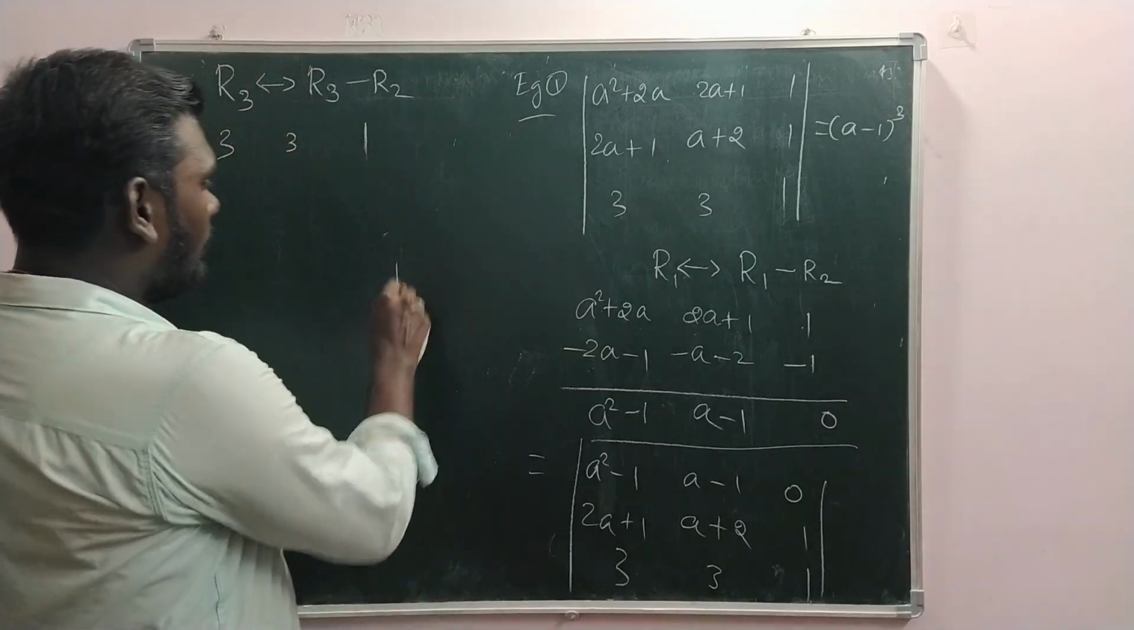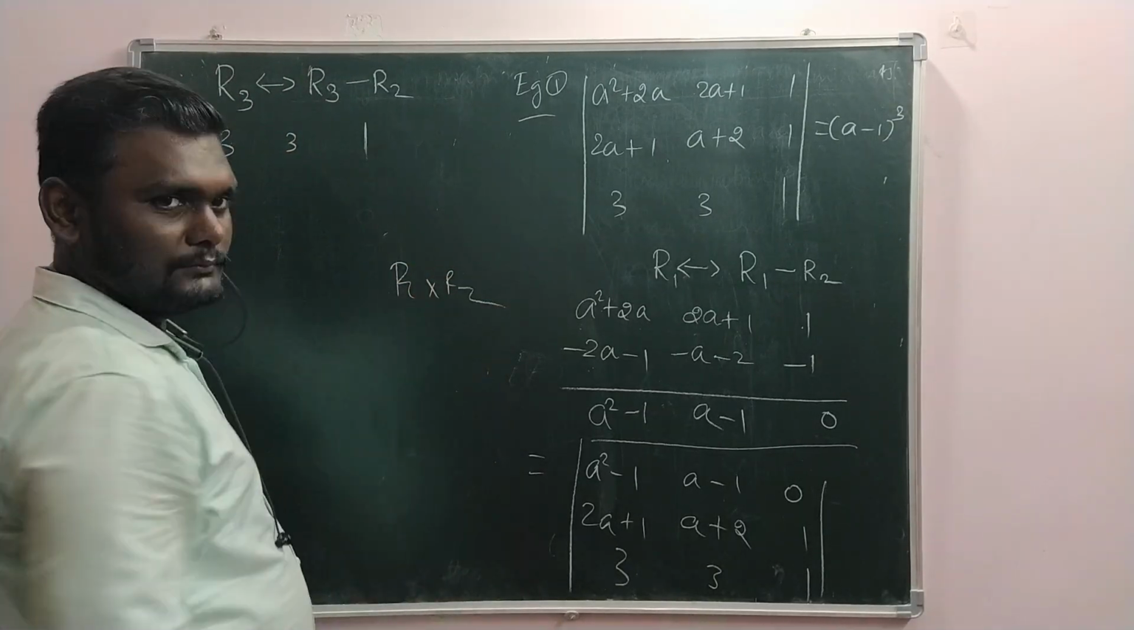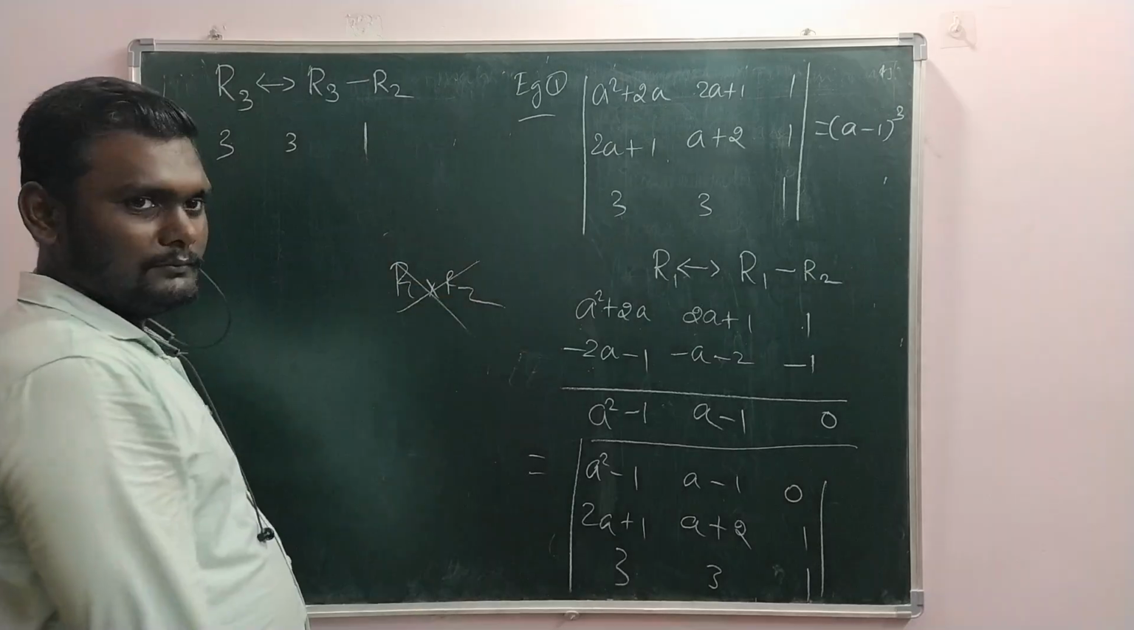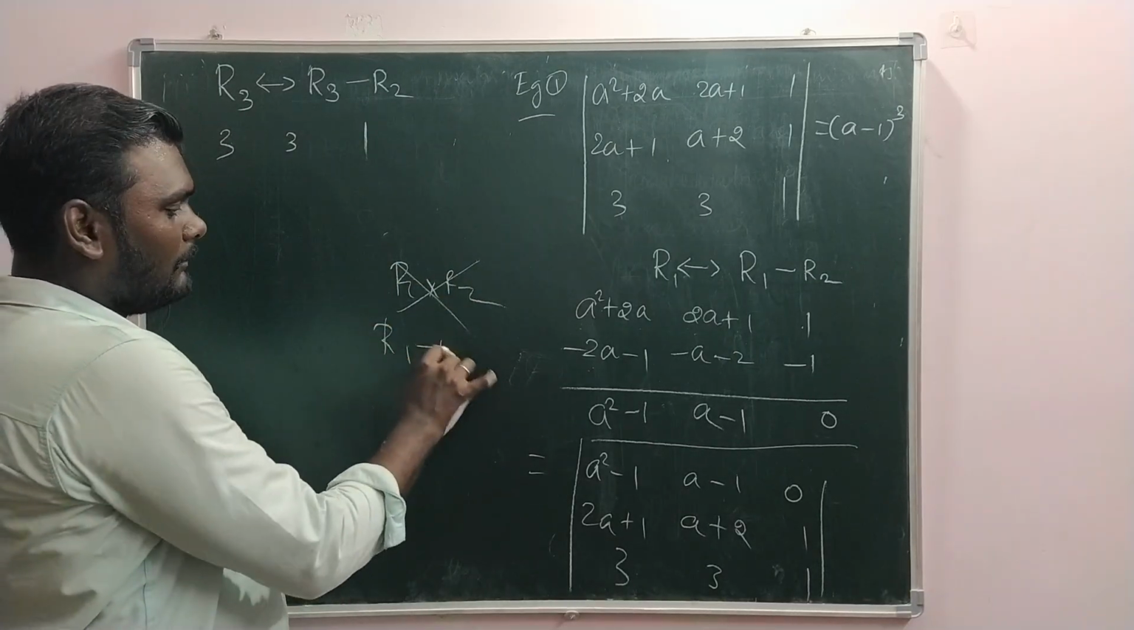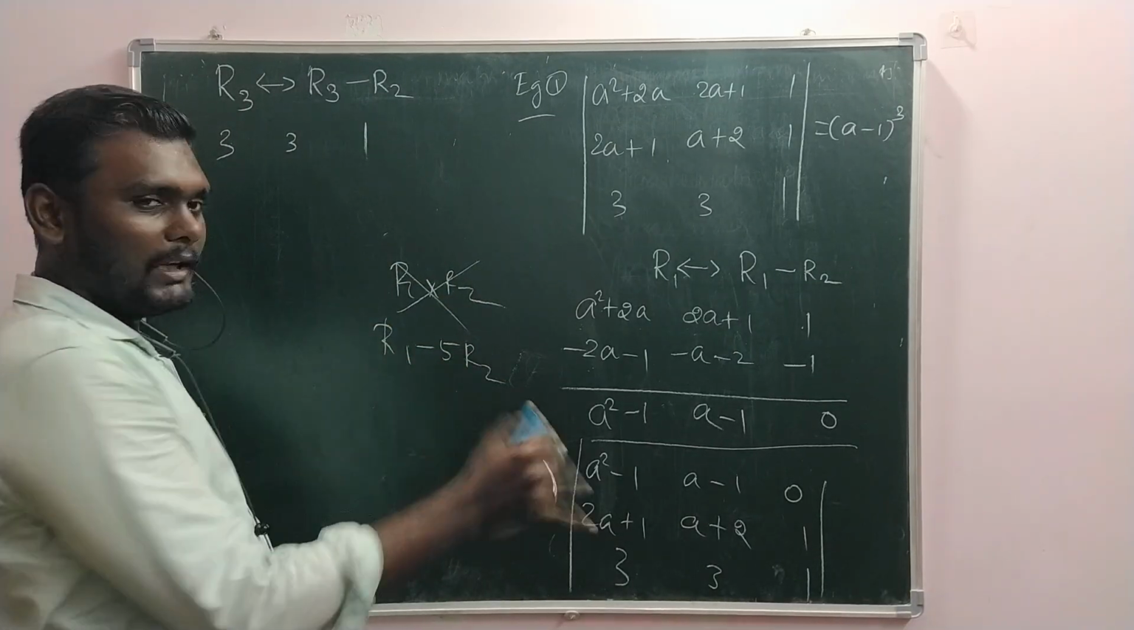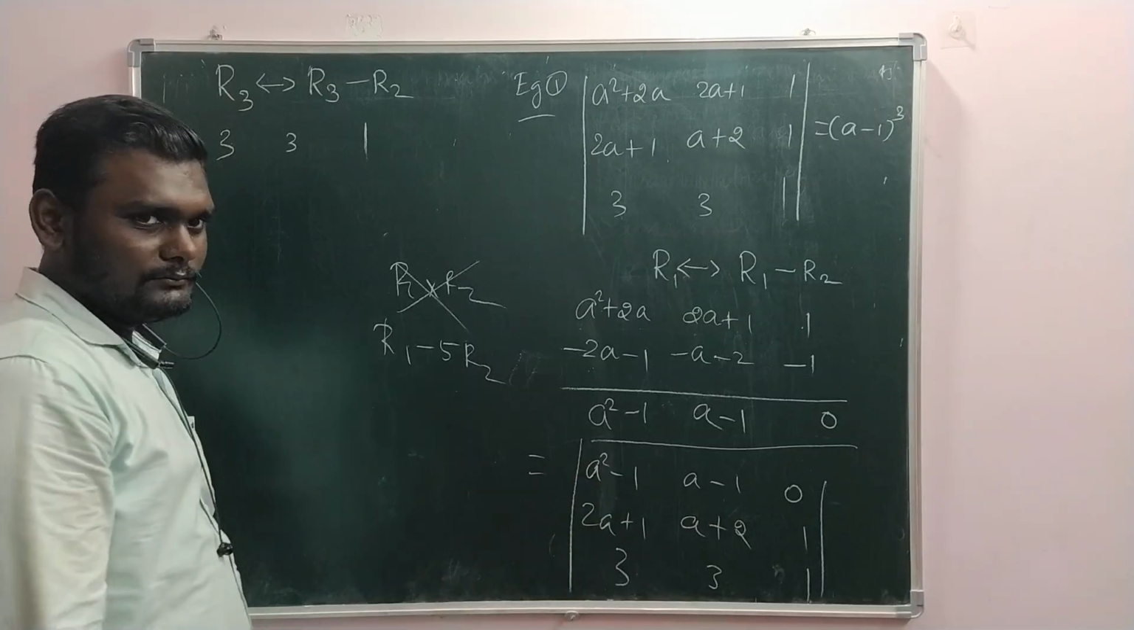We cannot do R1 into R2 and all. This is not valid. We can take the elements of R1 multiplied by 5 and subtract them from R2. That we can do.